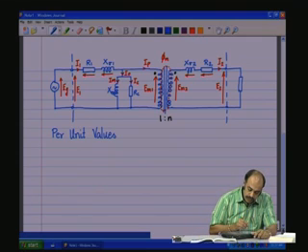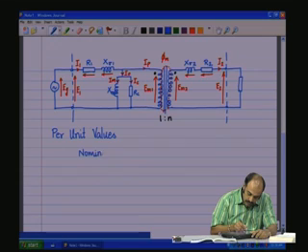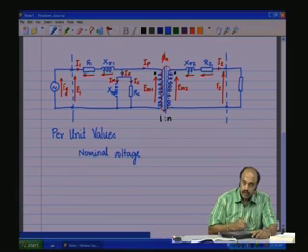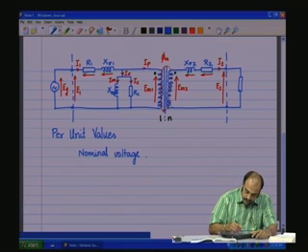Now, in the case of the per unit values, the nominal voltage of the transformer, that is E1 nominal, is considered as the base voltage.